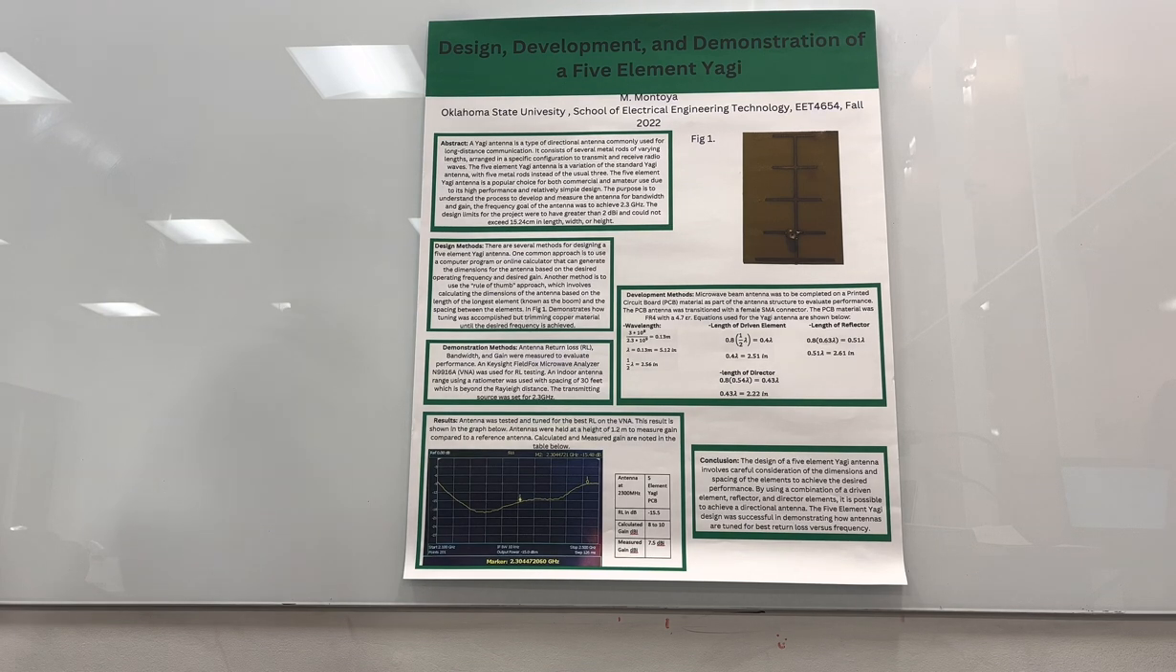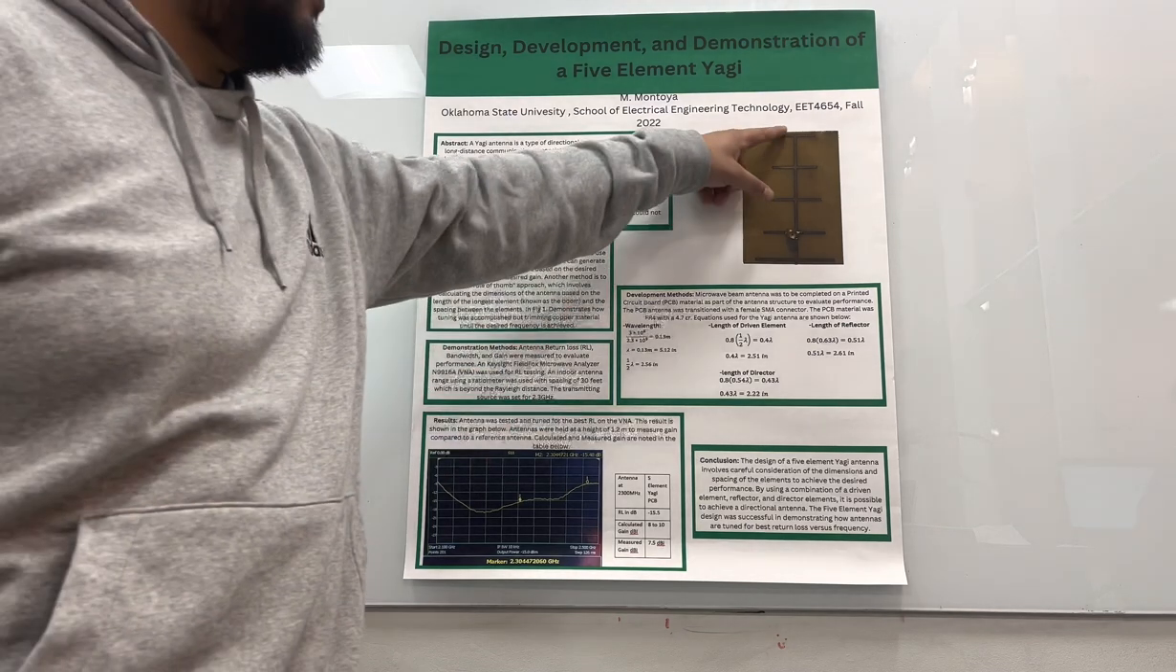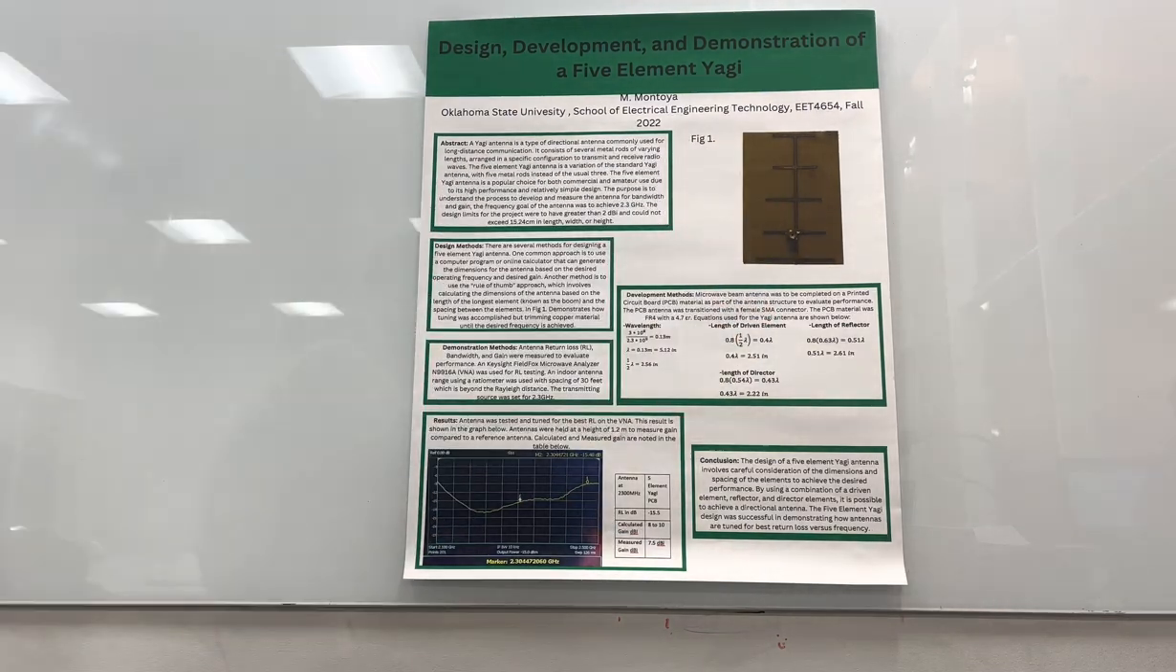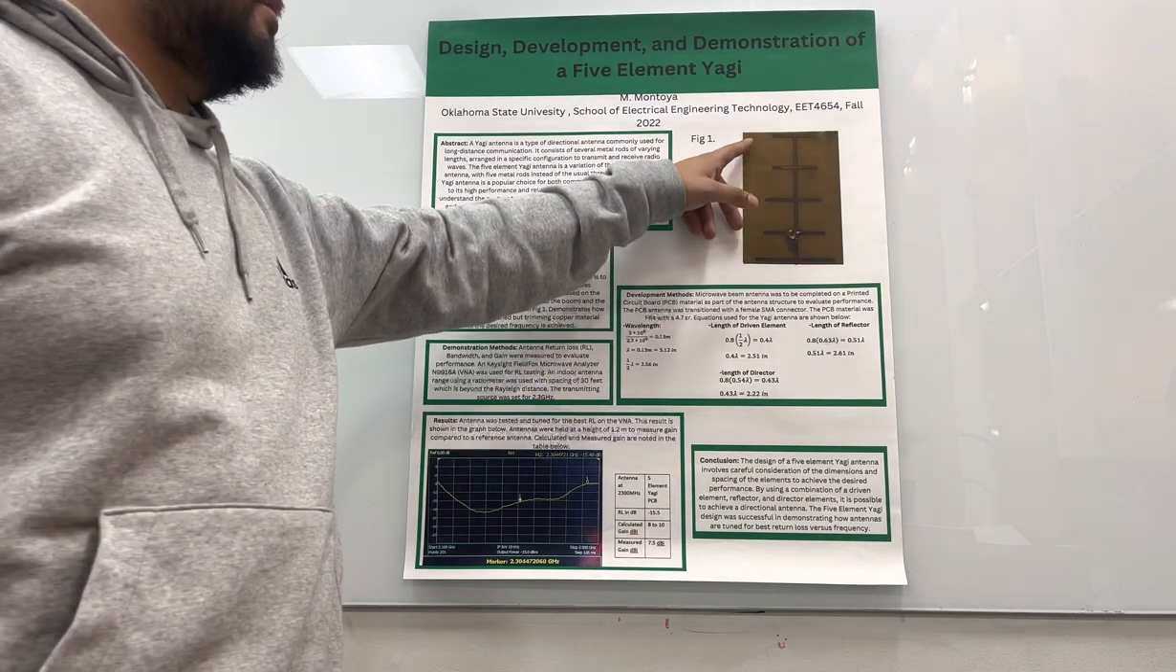In the design methods, there are several methods for designing a 5-element antenna. One common approach is to use a computer program or an online calculator that can generate the dimensions for the antenna based on the desired operating frequency and desired gain. Another method is to use the rule of thumb approach, which involves calculating the dimensions of the antenna based on the length of the longest element known as the boom, which is this right here on this figure. And then that figure demonstrates how tuning was accomplished by trimming copper metal until the desired frequency was achieved. And then this is my antenna that I designed here.